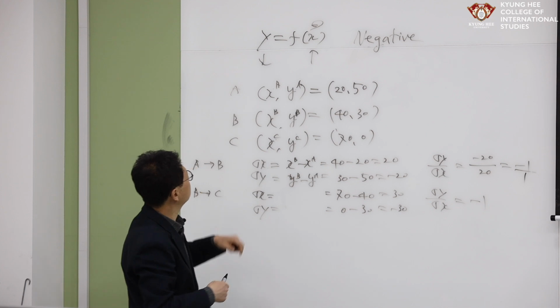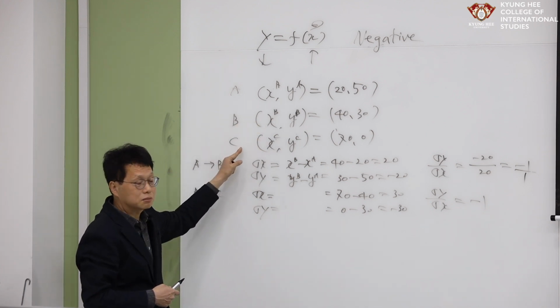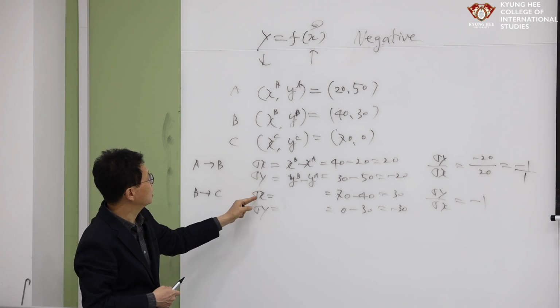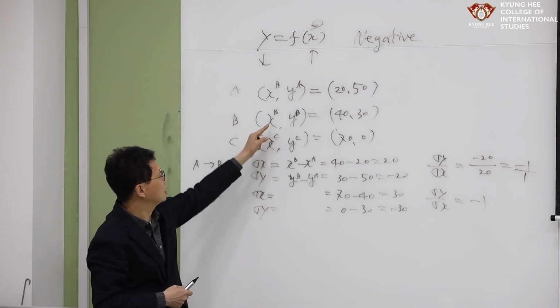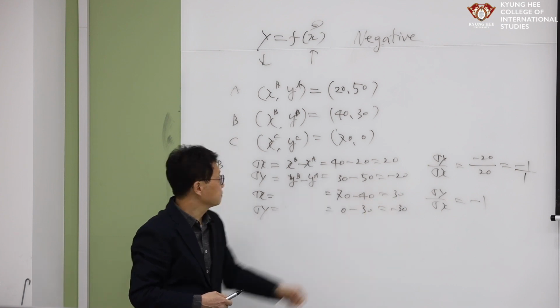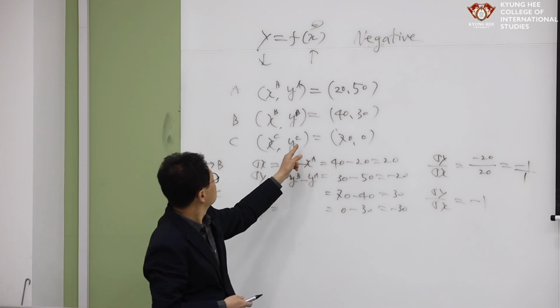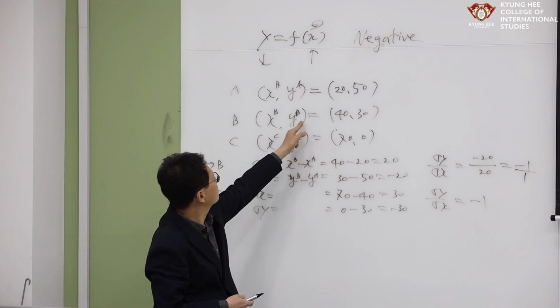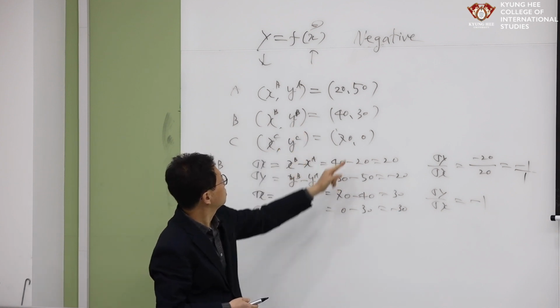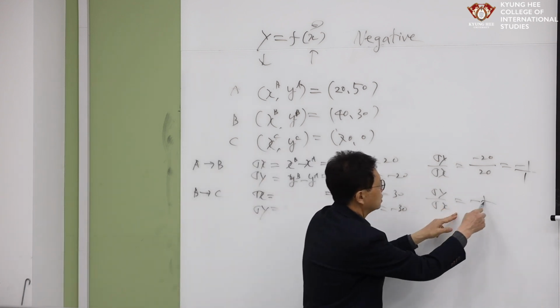Okay, now think about when we're moving from B to C. B is the starting point, C is the ending point. So we can calculate the change in X, X_C minus X_B: 70 minus 40, 30. And for demand for Americano, ending value of Y minus starting value of Y: 0 minus 30, so minus 30.